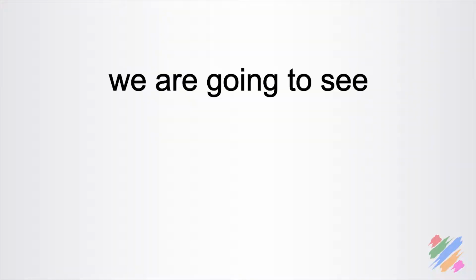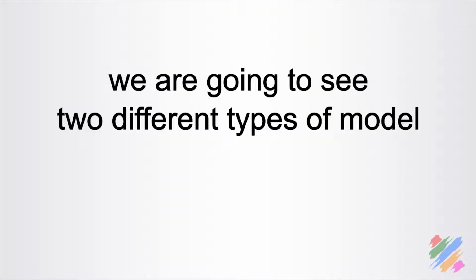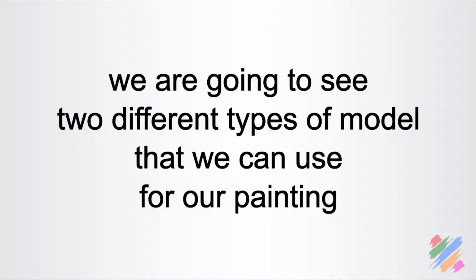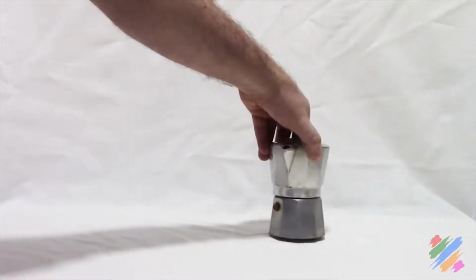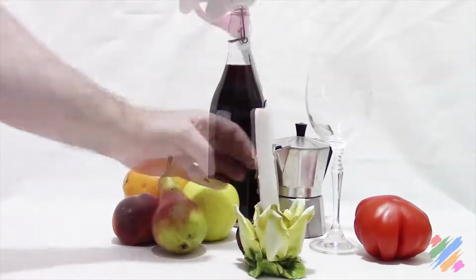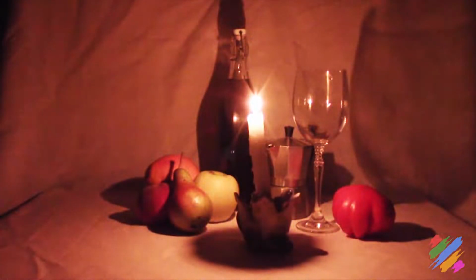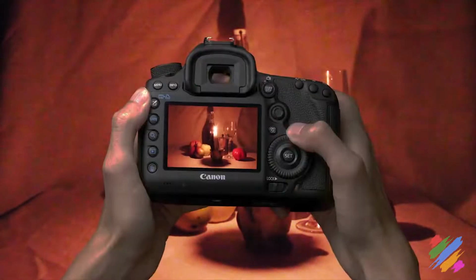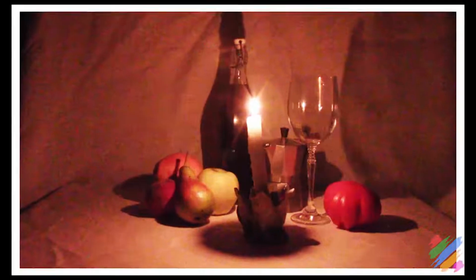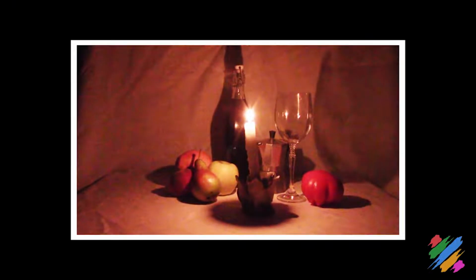At first, we're going to see two different types of models that we can use for our painting. To get our model, we have to set a real scene up in front of us. Now, we can keep it there while we are painting, or instead we can decide to shoot a picture of our scene and use it as a model.